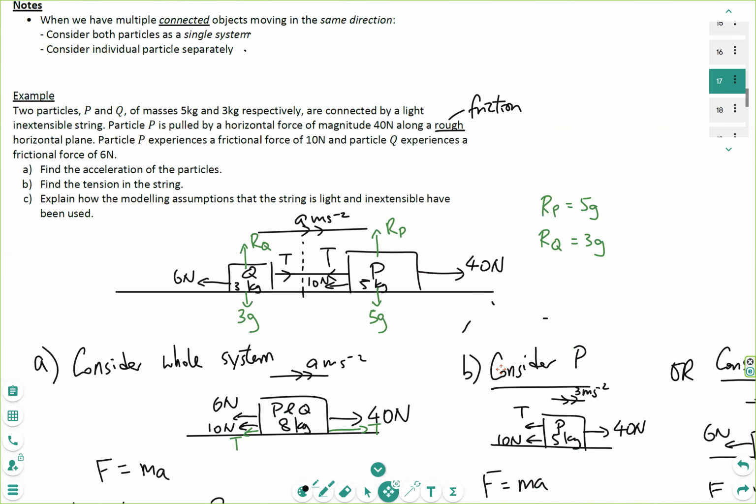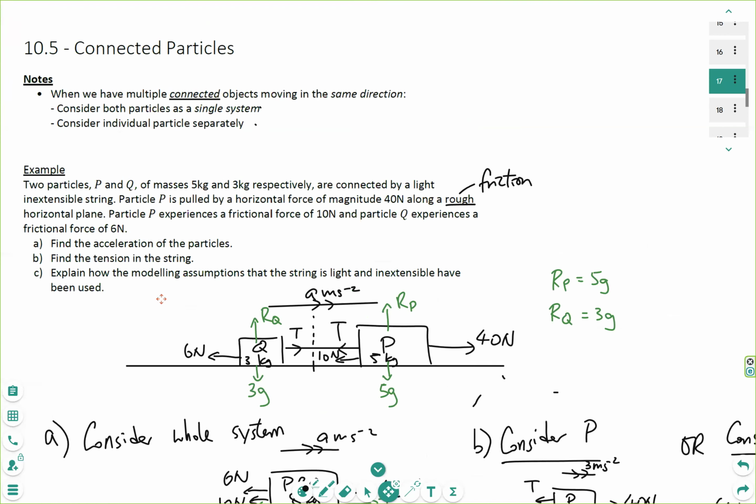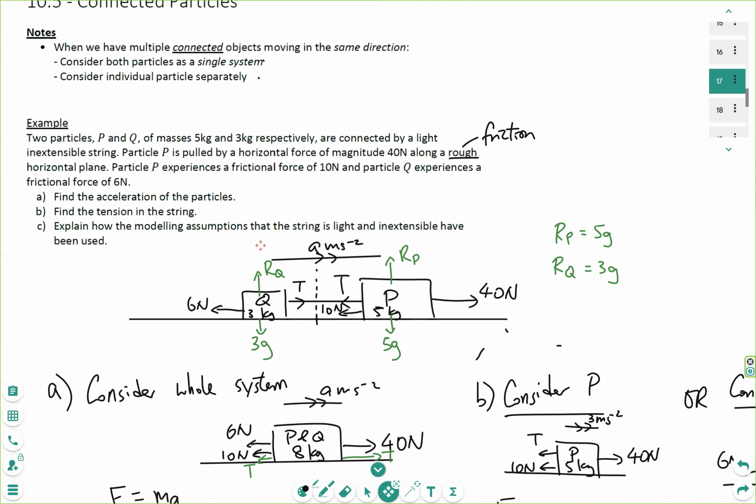Second step, consider separately, either P or Q. As long as you include all the forces on each particle, you'll be fine, using F equals ma. Part C. Explain how the modeling assumptions that the string is light and inextensible have been used.